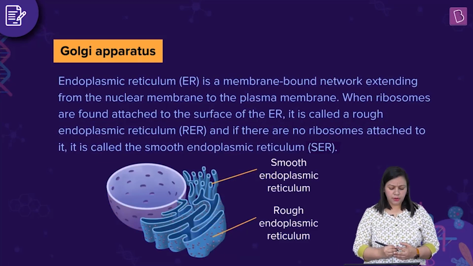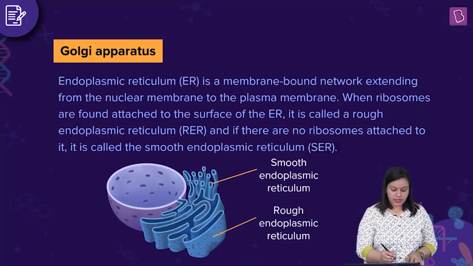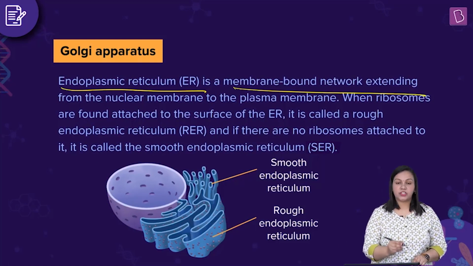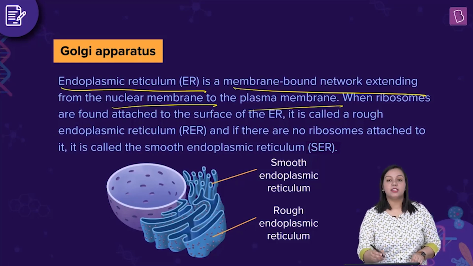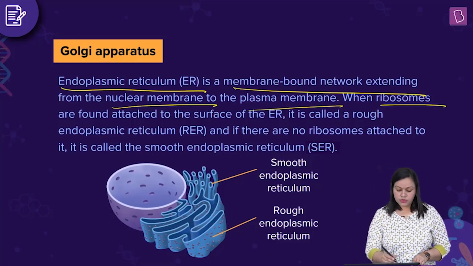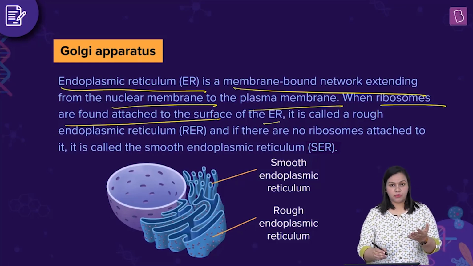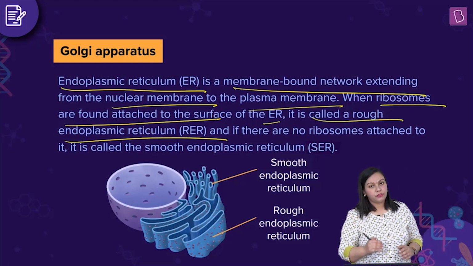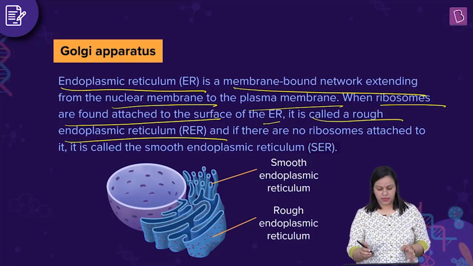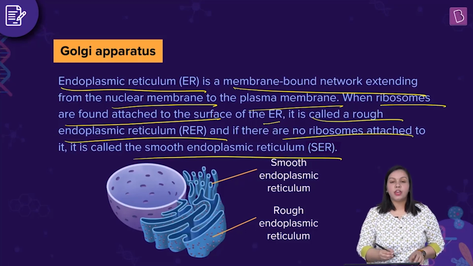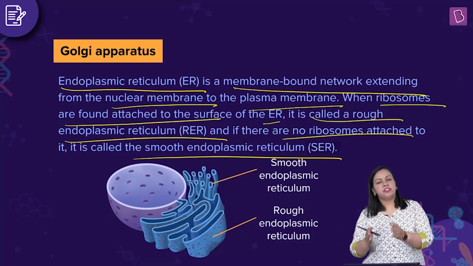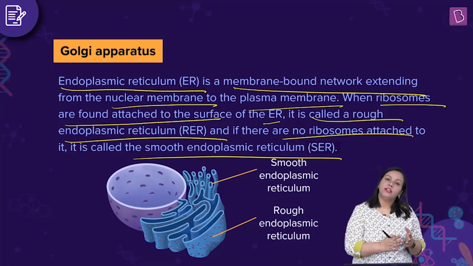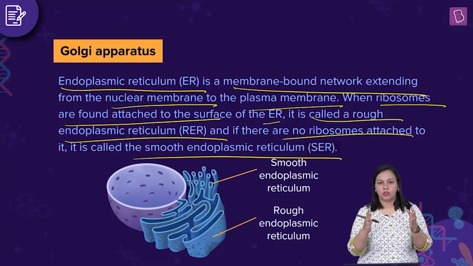Talking about the remaining incorrect options, one was endoplasmic reticulum. What is endoplasmic reticulum? It's a membranous structure which extends from the nuclear membrane towards the plasma membrane, and when ribosomes attach on some of the surface of the endoplasmic reticulum, it is called rough endoplasmic reticulum, and if there are no ribosomes attached on the surface, we call it smooth endoplasmic reticulum. Rough endoplasmic reticulum is involved in the synthesis of protein because of the presence of ribosomes, and smooth endoplasmic reticulum is responsible for synthesis of lipids.